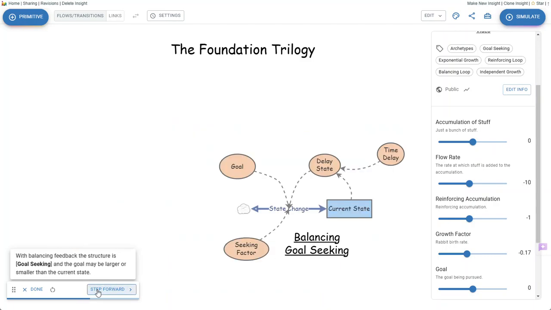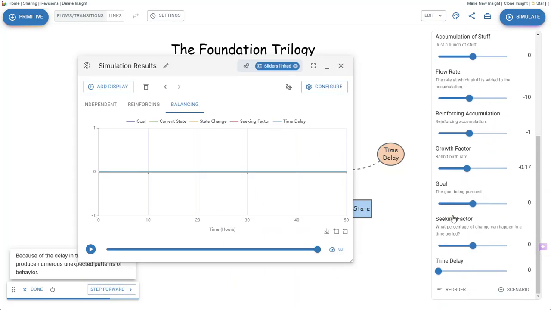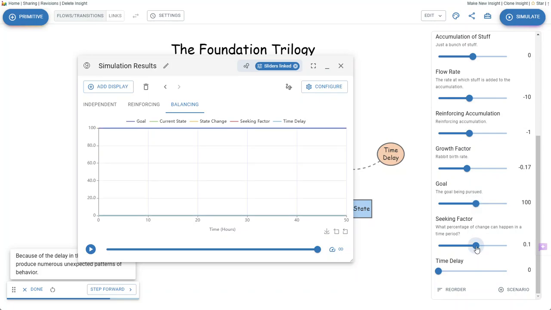The third structure is a goal-seeking or balancing structure, where there's a current state and some goal, and the difference between them is responsible for some action to move the current state in the direction of the goal, and it's based upon some factor that defines how rapidly that moves. And if we take a look at this and scroll down to this part, and if we say that the goal is 100 and the seeking factor is like 0.1, you'll notice that here's the goal and here is what's actually in the current state, which is increasing over time.